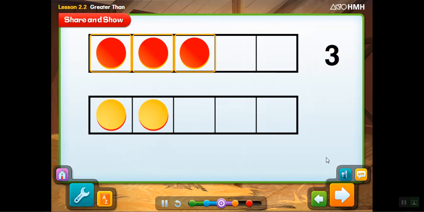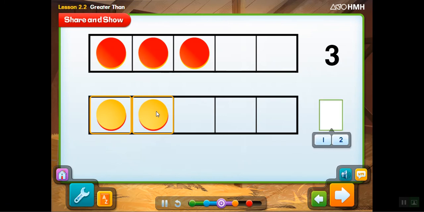Now count the yellow set. All right, let's check out the yellow set. 1, 2. There are 2 yellow counters. Select the number of yellow counters. All right, what do we have here? 1 or 2? Yep, we want to pick 2. Good job! The number of yellow counters is 2.